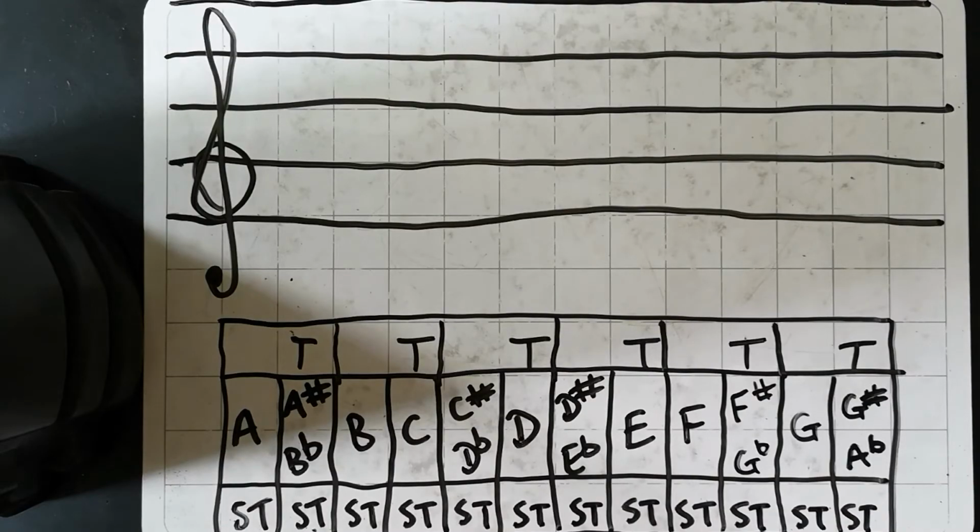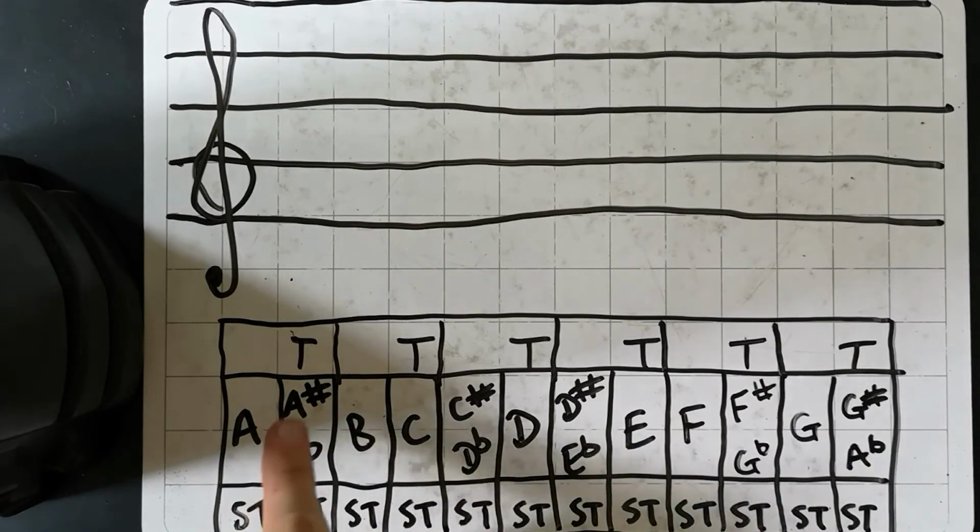Now, we're going to do some exercises. What I want you to do is draw out this grid that I've got down the bottom where I've put all my different notes: A sharp, B flat, B, C, C sharp, D flat, D, D sharp, E flat, E, F, F sharp, G flat, G, G sharp, A flat. Just the letter names first of all, okay? Just draw it out exactly like I've done.